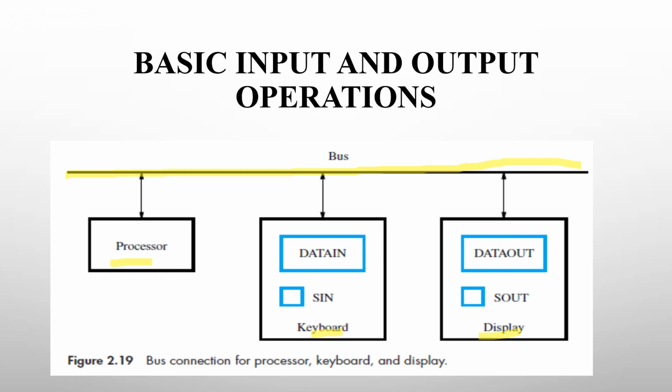The keyboard needs a buffer register to store and encode the value whenever a key is pressed. Similarly, the display unit is required to store the character sent from the processor. Whenever the key is pressed, the corresponding value is stored within the buffer register called data in. Now we consider a task: to read a character from the keyboard and display the same character on the screen.